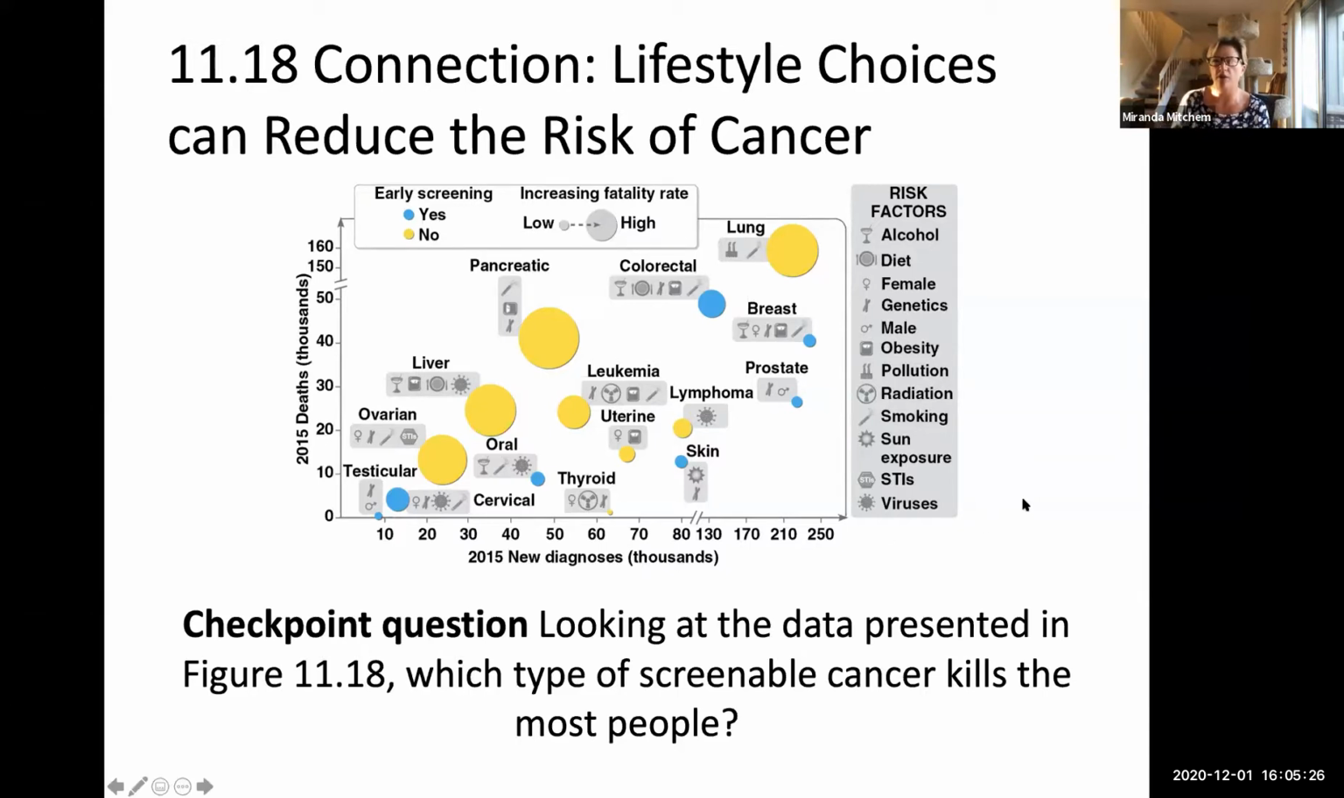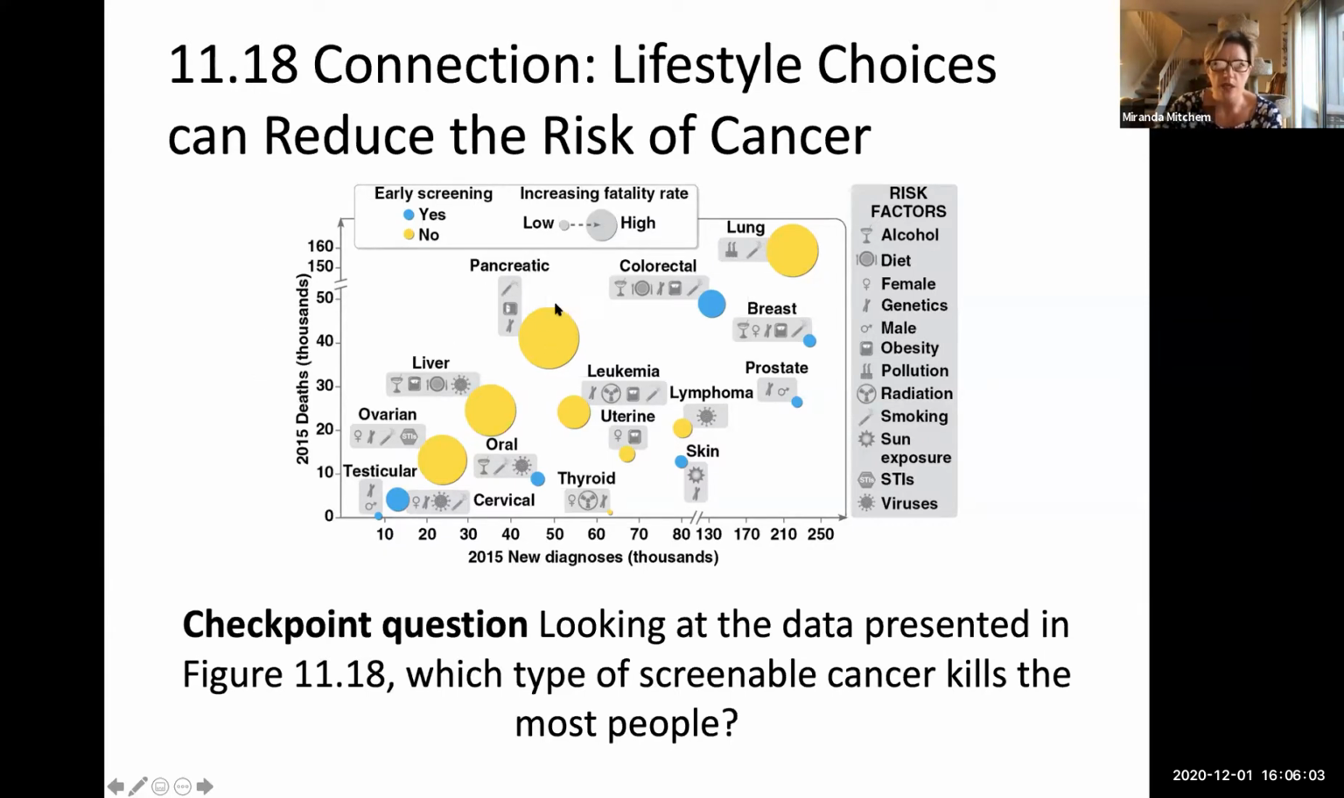And then we've got other examples of viruses such as the hepatitis C virus and the HIV, human immunodeficiency virus, just to name a few. So those are the risk factors. What we're looking at on the x-axis are the numbers of new cancer diagnoses, this is from 2015. So 10 times 1,000 is the way that you would read that scale. On the y-axis is the deaths that occurred in thousands in the same year.